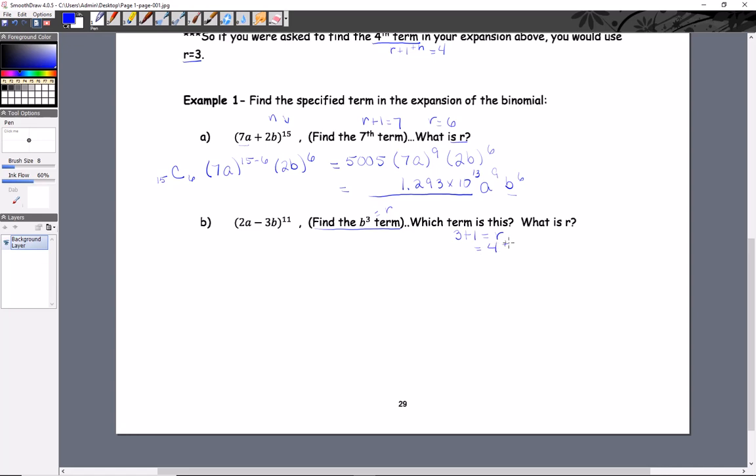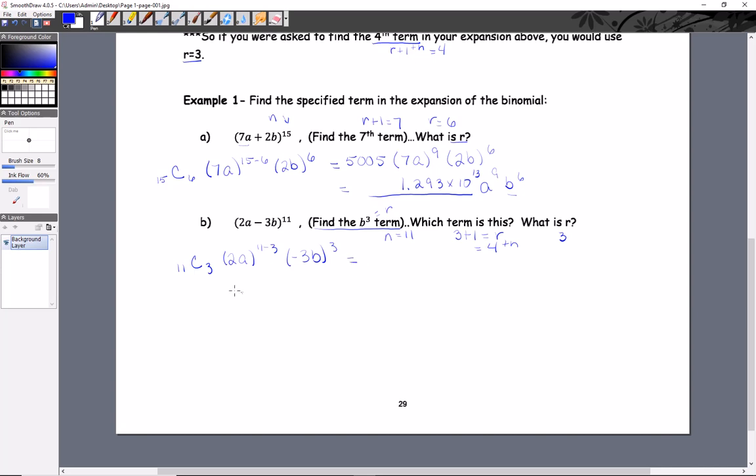It's the 4th term. And what is r? We already said it was 3. So we should be good to go. n is 11, so we can kind of record that. And let's go ahead and do this. So this will be 11 choose 3, right? 11 things taken 3 at a time, times 2a, and we'll raise that to the 11 minus 3 power, and then minus or negative 3b, remember the sign goes with it, to the r power, well, that's just 3, right?